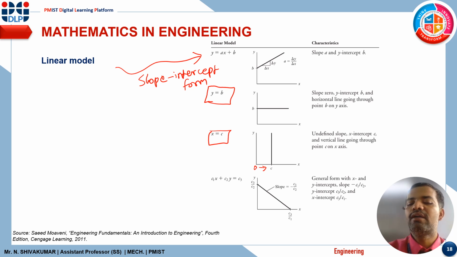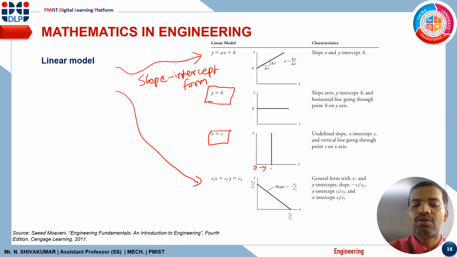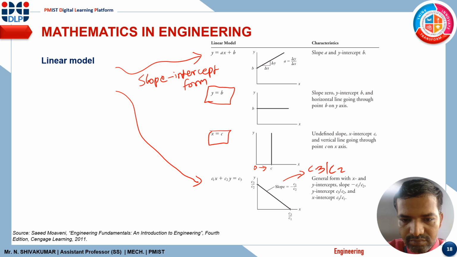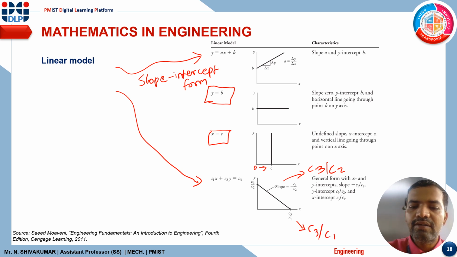If it is a slanted one, this is another way of expressing. This is both intercepts, intercepting the x-axis as well as the y-axis. So what is the x-intercept? It is C3 by C2, and the y-intercept is C3 by C1. This is the x-intercept and this is the y-intercept.